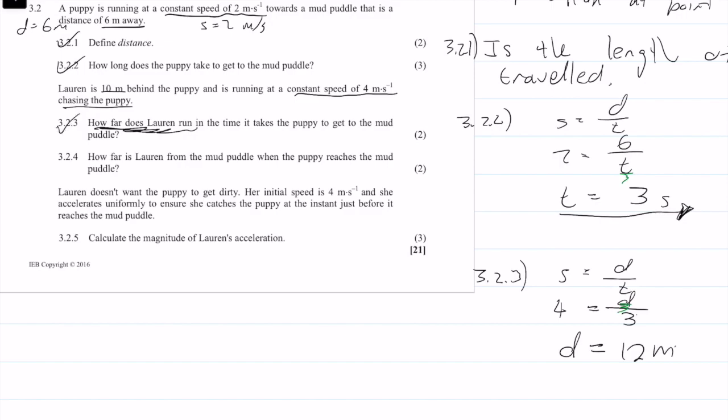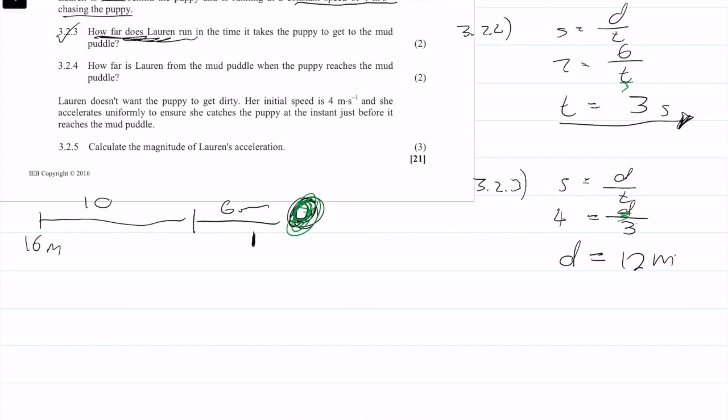Okay, so question 3.2.4, how far is Lauren from the mud puddle when the puppy reaches the mud puddle? Okay, so let's understand what's happening here. So here's the mud. The puppy is 6 meters away from the mud, and Lauren is 10 meters away from the mud. Okay, so she is a total of 16 meters away. Then in the time that the puppy gets to the mud, she runs 12 meters. So she runs somewhere here. Okay, so how are we going to get that distance?